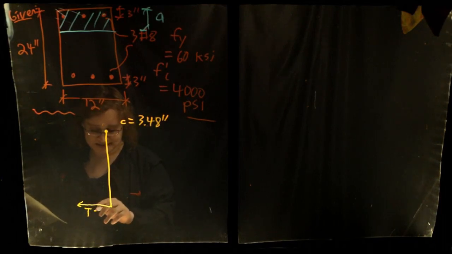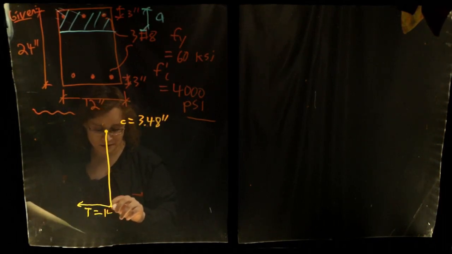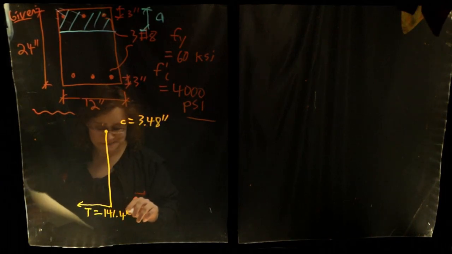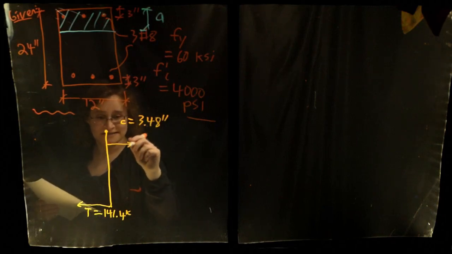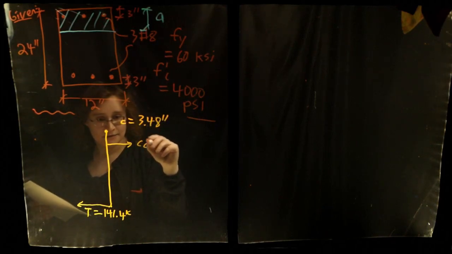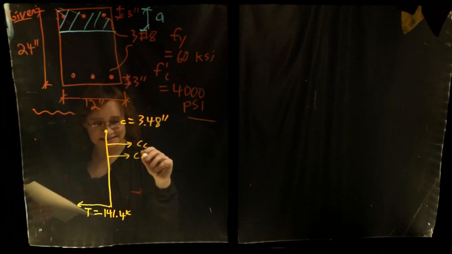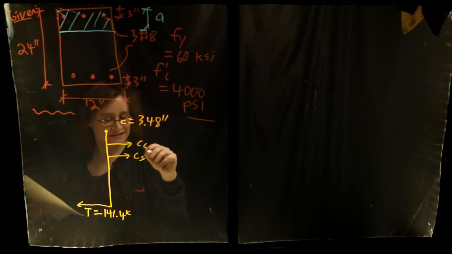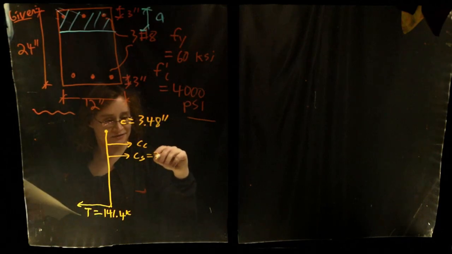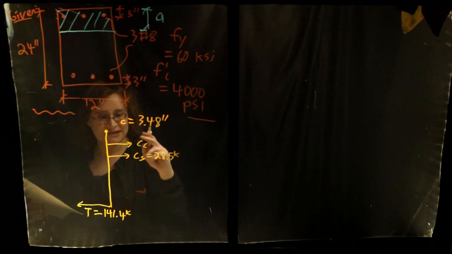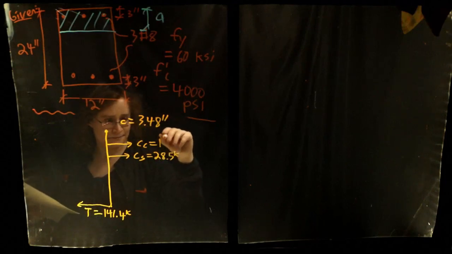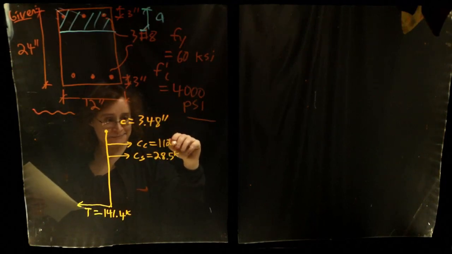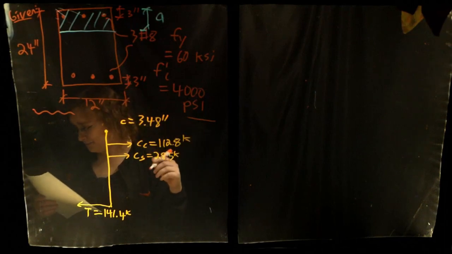I have my tension force T, which is equal to 141.4 kips, going in one direction. And in the other direction, I have both my C sub S and my C sub C. I found that C sub S was equal to 28.5 kips. Again, that is the overall force in the compression steel. And C sub C is the compression force carried by the concrete. And that's 112.8 kips, if I did my math right.